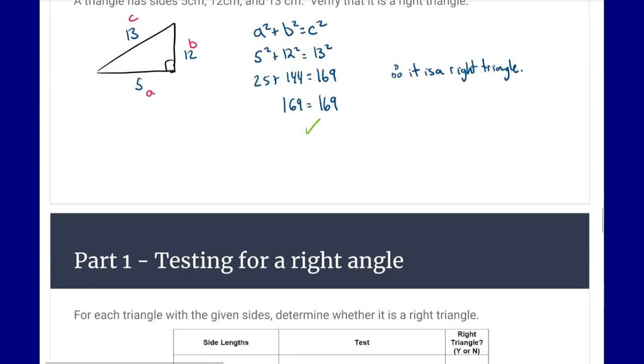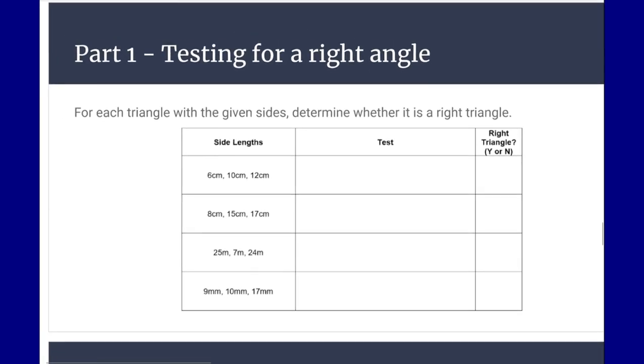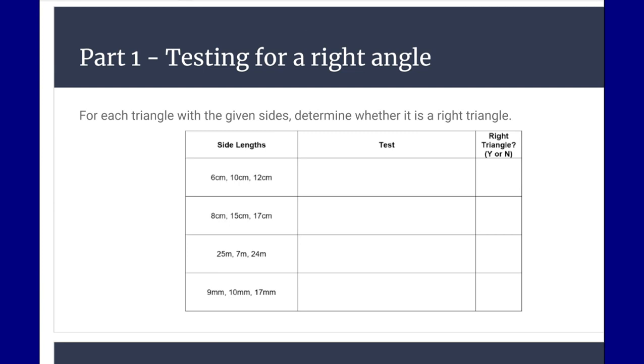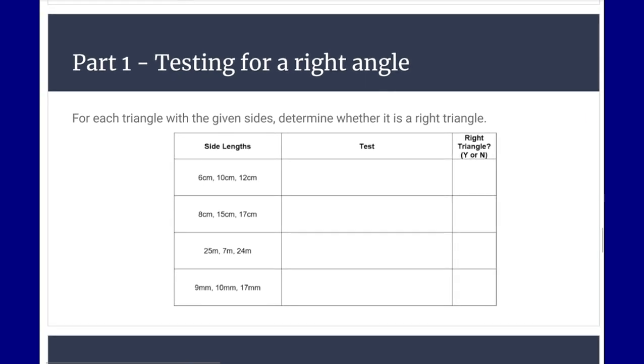So what I want you to do is go through and do the same thing with these side lengths. Take these side lengths and test to see if they make a right triangle. I'd recommend you pause the video so you can try these on your own, and then we'll come back with the answers and see which ones are right triangles.